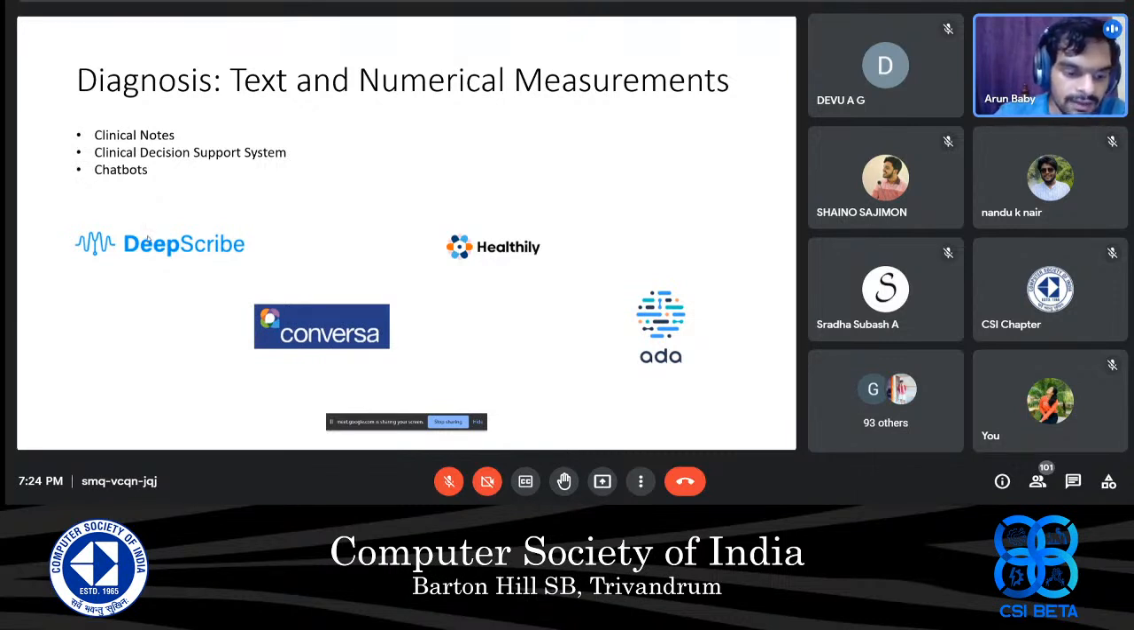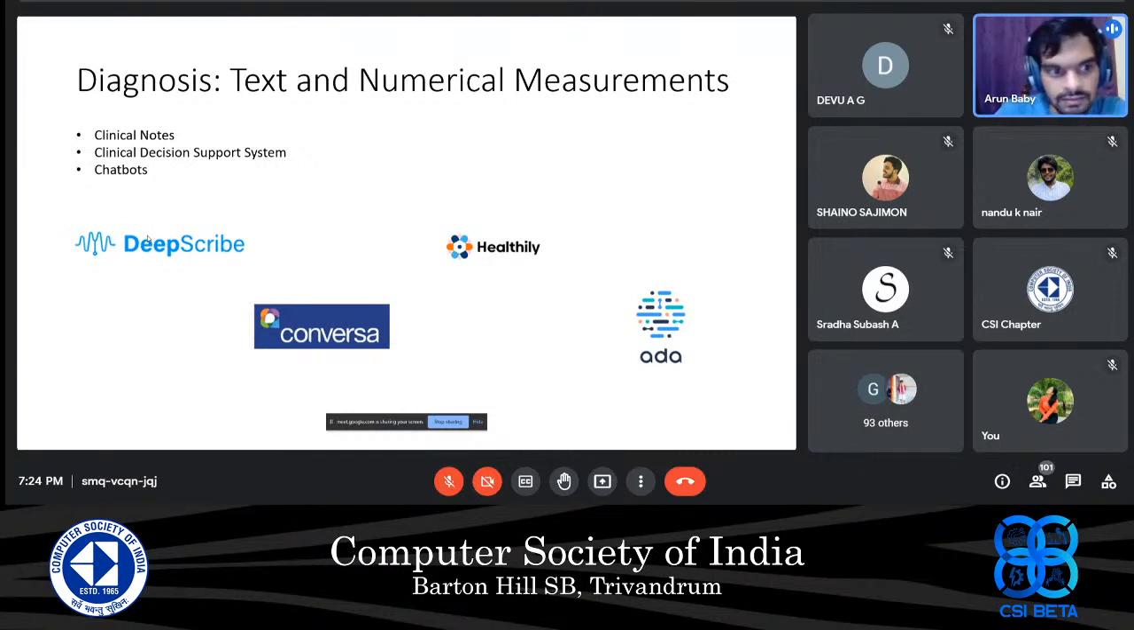One is DeepScribe, where the note taking while a patient is being consulted by a clinician is automated. Whenever a patient is being consulted by a clinician, an app will be activated, and it will automatically transcribe the interaction and update it into the electronic health record system.